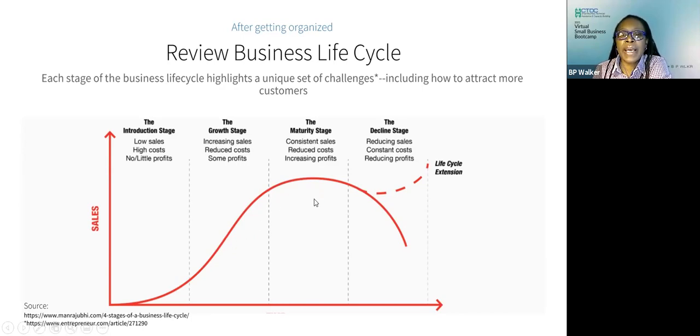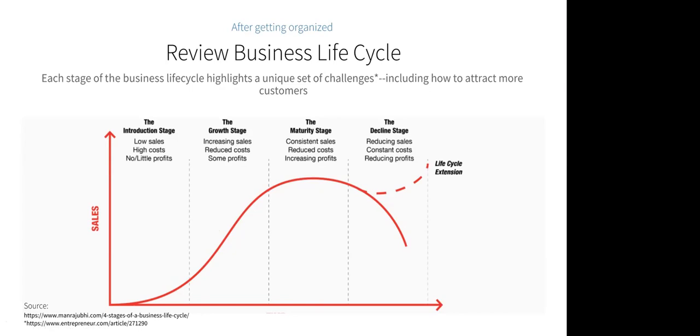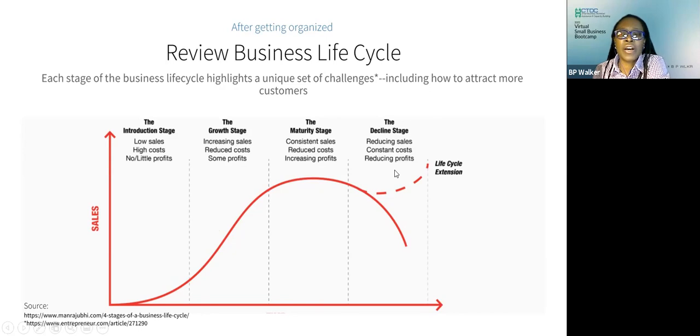By the maturity stage, you have consistent sales, you have reduced costs, and you have increasing profits because the more you can reduce your costs, but still have your income increase, you end up with increasing net profit. And then there's the decline stage: reduced sales, constant cost, reducing profits. And if you notice the decline stage, if the business isn't trying to do something about it, it looks very similar to the introductory stage.